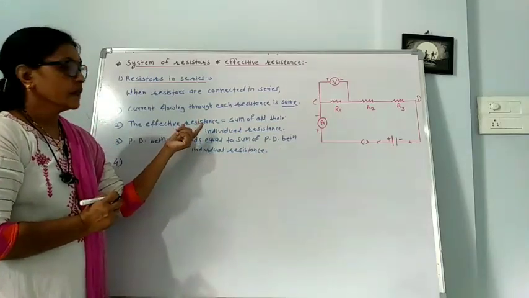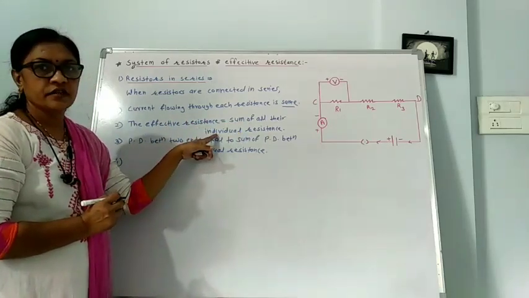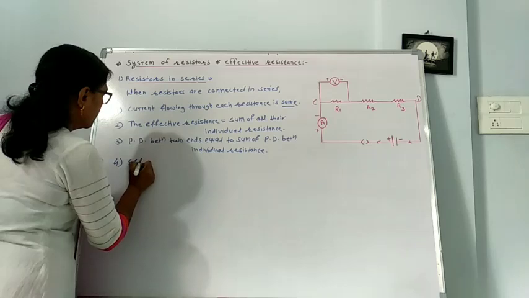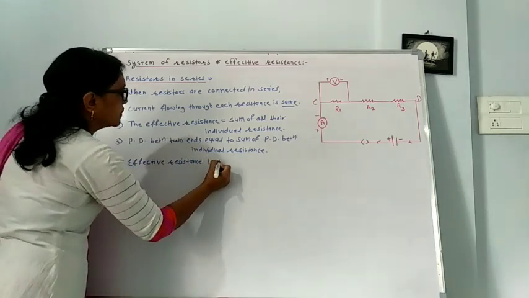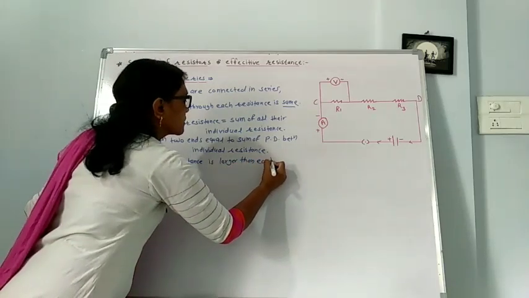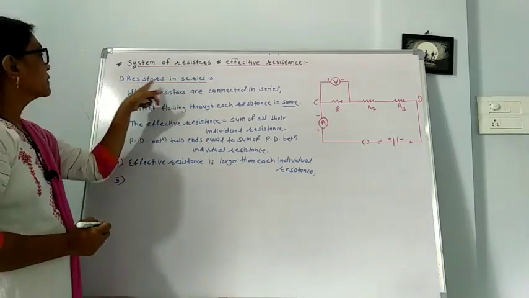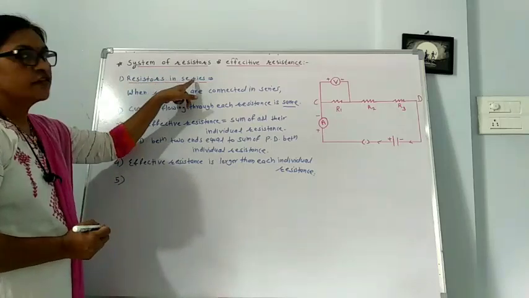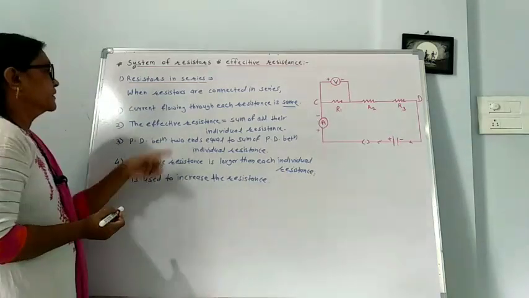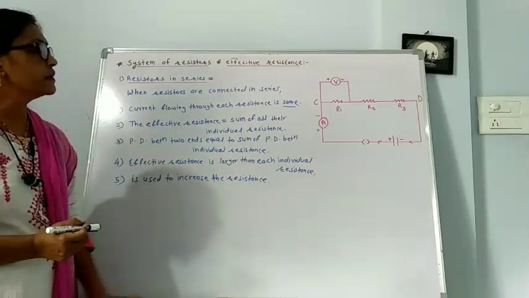So the effective resistance is larger than each of these resistances. So the fourth characteristic is that the effective resistance is larger than each individual resistance. And fifth is that this system of series arrangement is used to increase the resistance. The characteristics I have written briefly for you come from the expression we saw for finding the effective resistance.